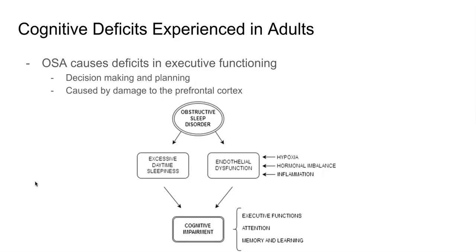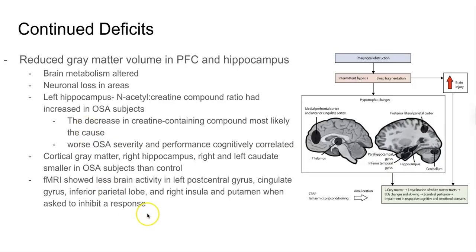One being executive functioning. Making decisions and planning is harder for OSA subjects, basically because of damage to the prefrontal cortex. When it comes to the prefrontal cortex and the hippocampus, we see reduced gray matter volume, so this means neuronal loss in those areas. The brain metabolism is also altered.